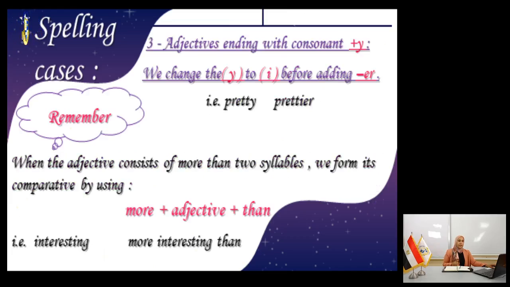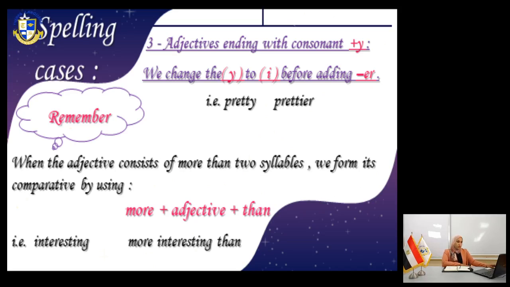Case number 3, adjectives ending with consonant plus Y. What's the meaning of consonant? We said that before. Consonants are all letters that are not vowels. When the Y comes at the end of the adjective, and there is a consonant before it, what am I going to do? I'm going to cancel the Y and add I-E-R. Like the word pretty. Pretty, I have the T, the consonant letter, and then Y. So I'm going to cancel the Y and put I-E-R. It will be prettier, prettier.